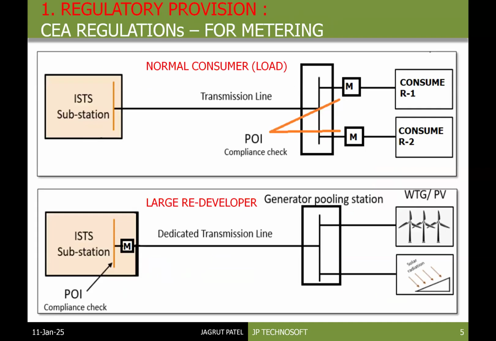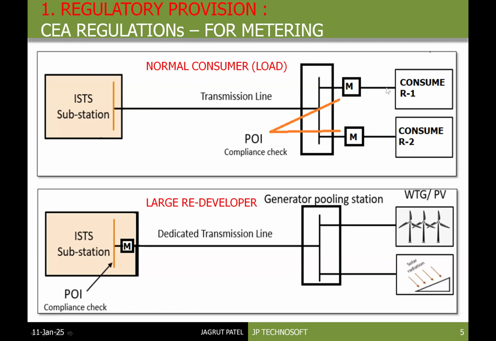So let us first discuss the regulatory provisions. What the regulation says regarding different consumers and different generating entities. So we have normal consumers here. We have clearly displayed it. I think my screen is very well visible. So basically, a normal consumer who is having a meter at his own premises.